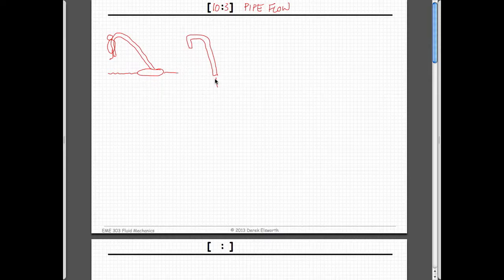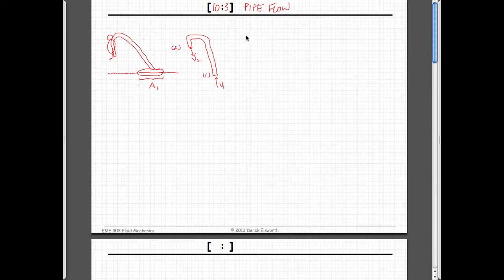We have an upstream, so I guess this is going to be point 1. We have a velocity V1. We have this entry area here, some, not length, but an area, A1. We have a point 2. And we have a velocity coming out of here, which is V2.